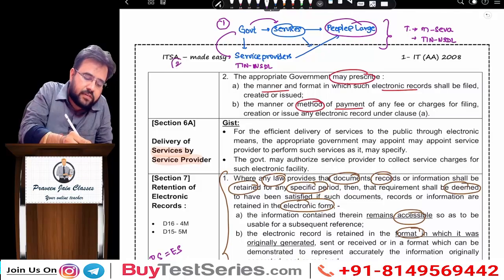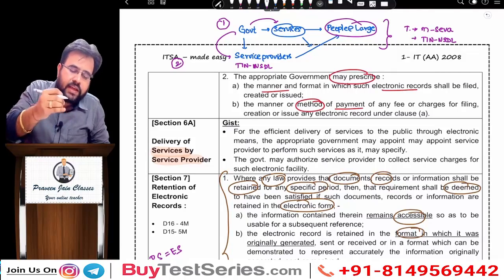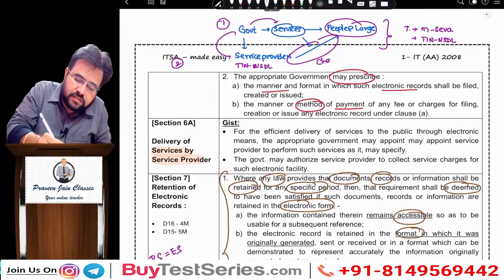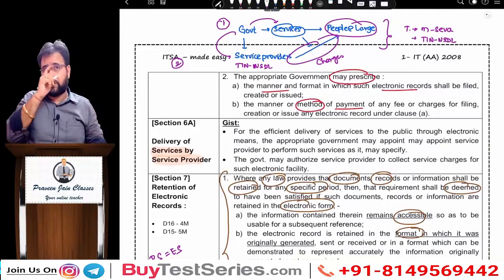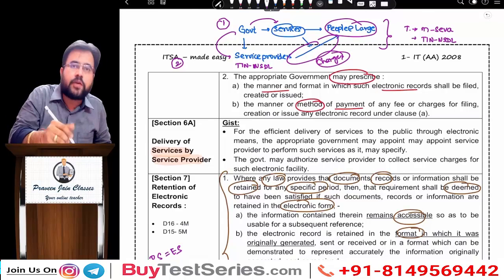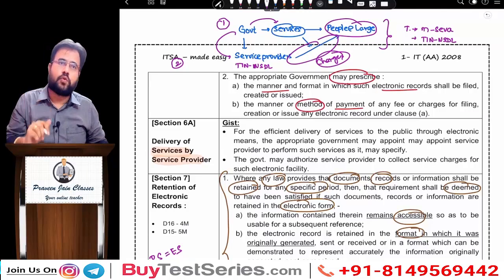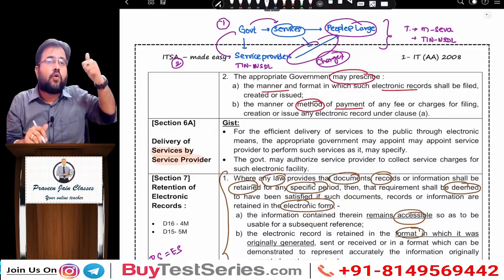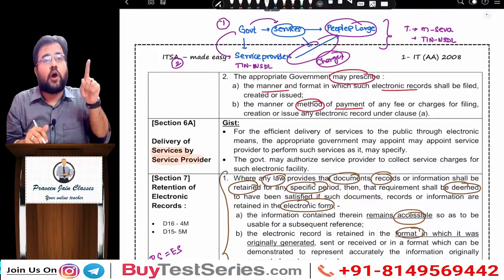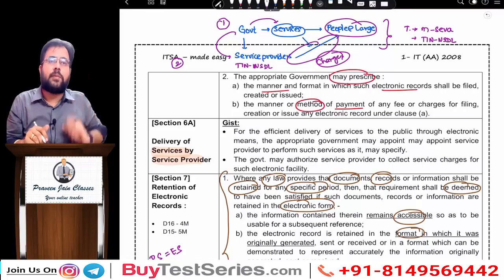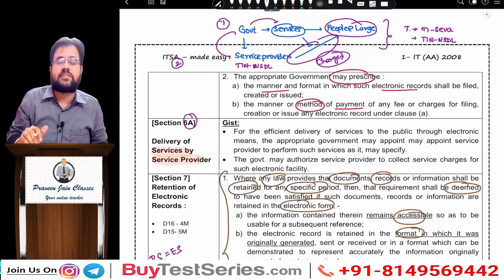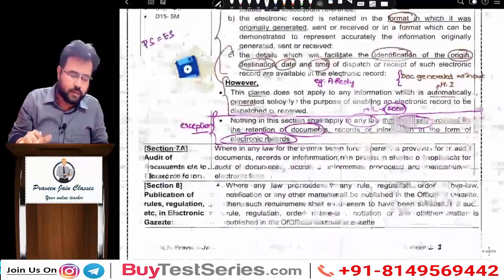Similarly, the second point says what? While providing services, these service providers may collect some charges. From whom, sir? People at large. How much? That will also be told by whom? Government, by issuing notification. Point number 1: who will be those service providers? Government will tell by notification. How much they should charge? Government will tell by notification. So these 2 points are given in section number 6A. I hope this is clear, sir.